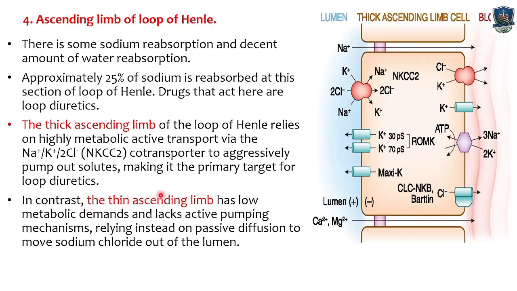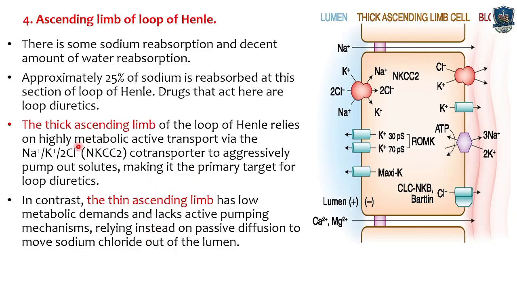In contrast, the thin ascending limb. Remember, in the ascending limb we've got the thin and the thick. The thin ascending limb is not so much active, because it relies on passive diffusion, and this is the first section. Remember, the filtrate in the descending limb was concentrated because water was reabsorbed. So when water was reabsorbed, the filtrate became highly concentrated. Because of the high concentration in the thin ascending limb, we experience passive diffusion of the sodium and chloride ions. So here we don't have a huge explanation.